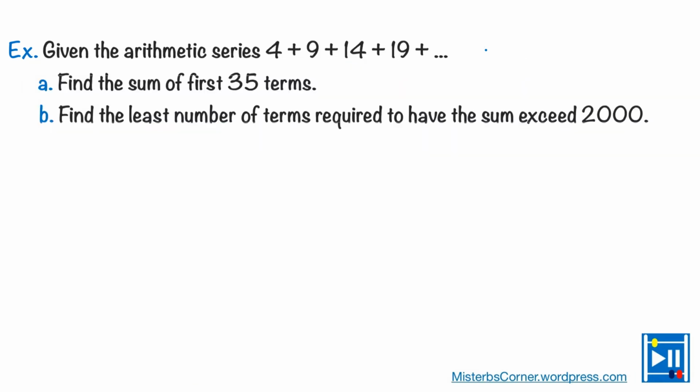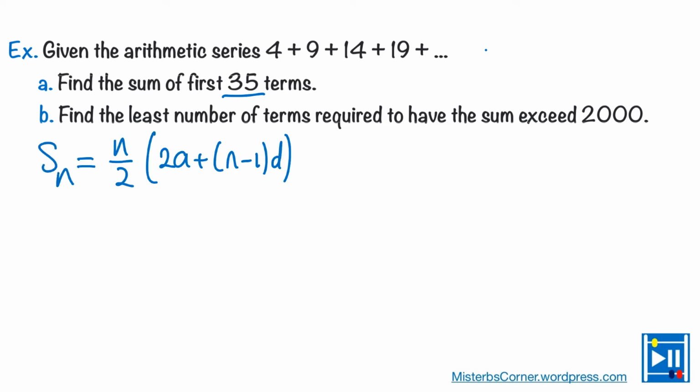Given the arithmetic series 4 plus 9 plus 14 and so on, part A says find the sum of the first 35 terms, and part B says find the least number of terms required to have the sum exceed 2000. Alright, let's start with part A. Now, it says to find the sum of first 35 terms. The problem is we don't know the last term, right? So we have to use this formula. And all we need is to figure out what the first term and the common difference is. We already know n is 35, right?